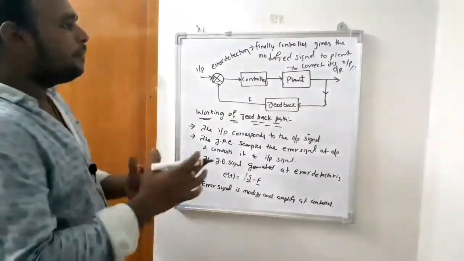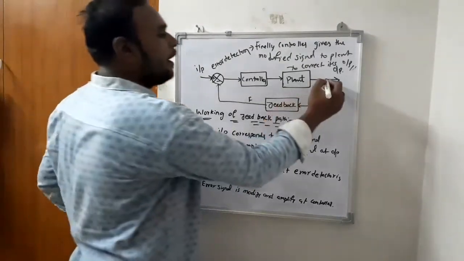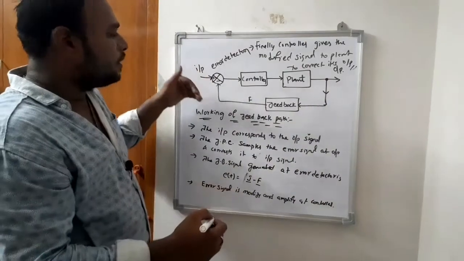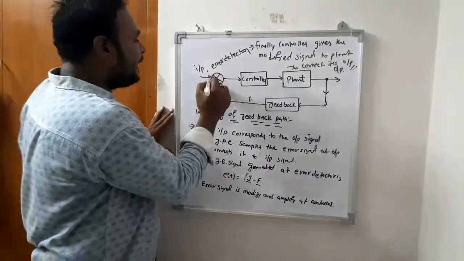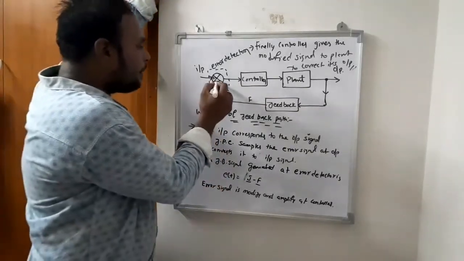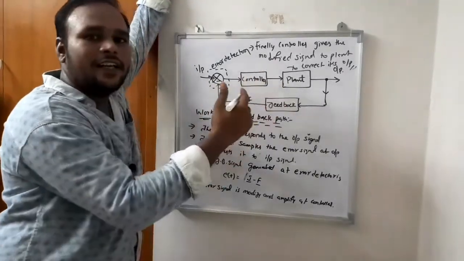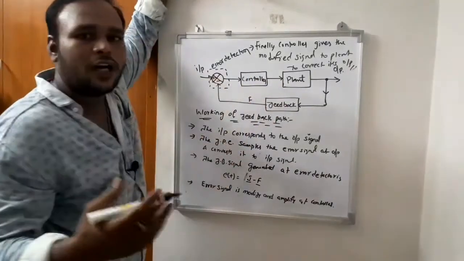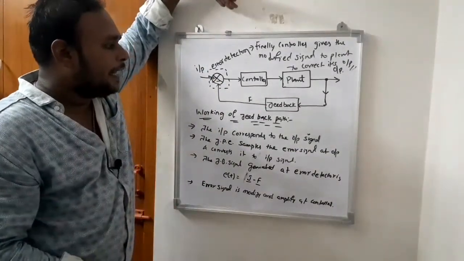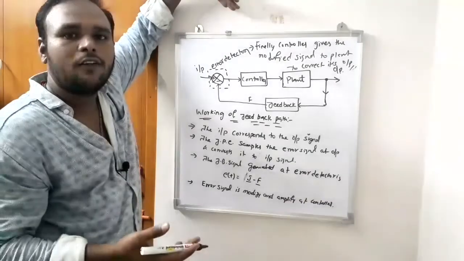Feedback is nothing but sending the error signal to the input by using the error detector. This circle represents the error detector. Here the minus indicates it lessens the error signal, and the plus indicates addition of the error signal. So friends, this is how the feedback path works.